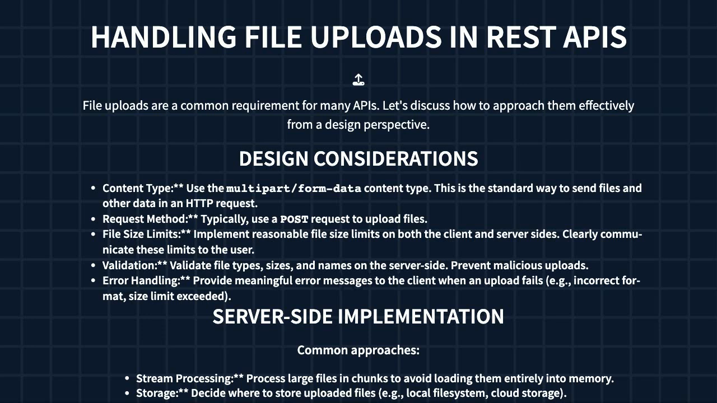When an upload fails, it's crucial to give clear and helpful error messages back to the user. Finally, when implementing this side of your API, consider streaming large files rather than loading them into memory, to avoid overloading your server, and decide where you'll store those uploaded files, whether that's locally or in a cloud storage service.